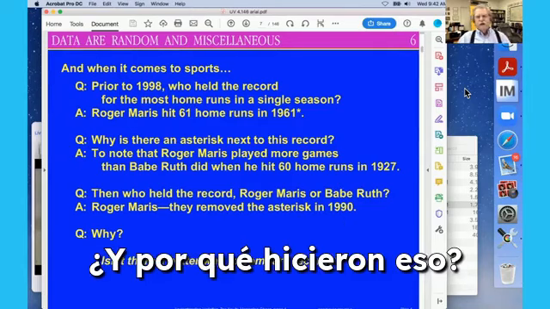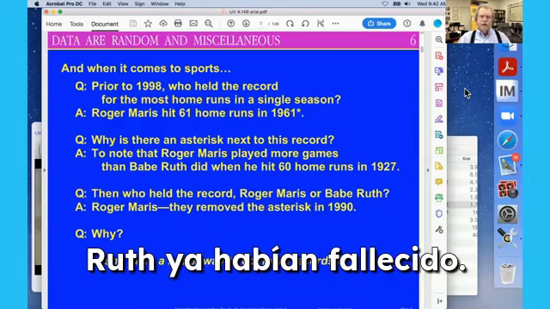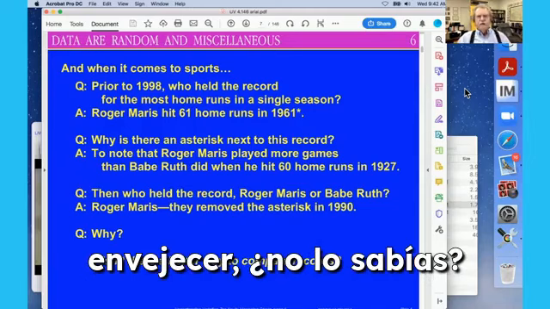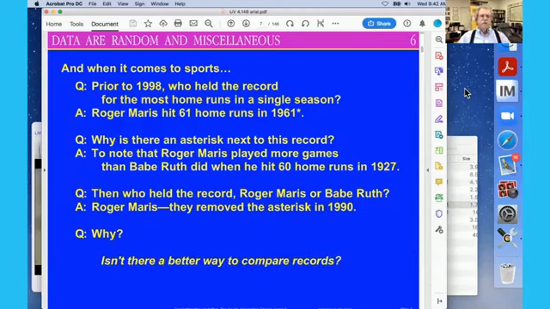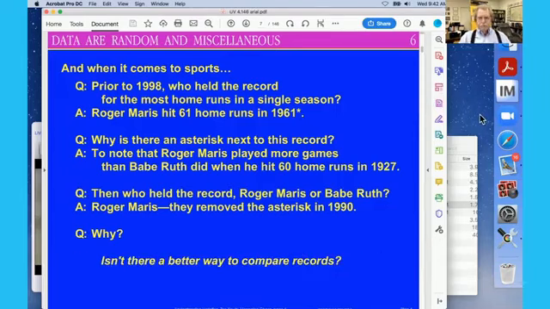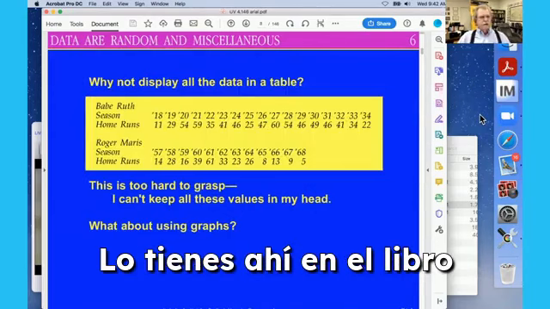And why'd they do that? Well, by 1990, all of the supporters of Babe Ruth had died out. Some data have to age, don't you know? Well, isn't there a better way to compare records? Well, we could put all the data in a table. You have it there in the book on page 6.